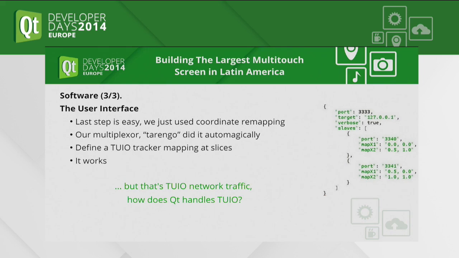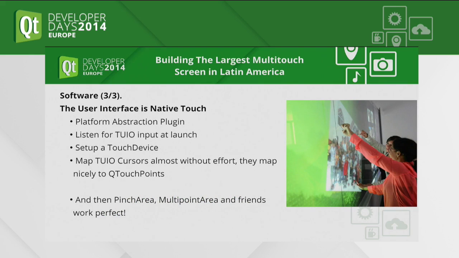Oh, yeah, it worked, but we got remapping of network traffic, not remapping of real touch point coordinates. For this, we implemented a Qt platform abstraction plugin, and then we injected all the touch points into Qt. After that, everything went smoothly. With a platform abstraction plugin that listens for TUIO input at launch, sets up a touch device, and maps all the TUIO cursors to multi-touch points, pinch area, multi-point area, and even mouse areas all work as expected.